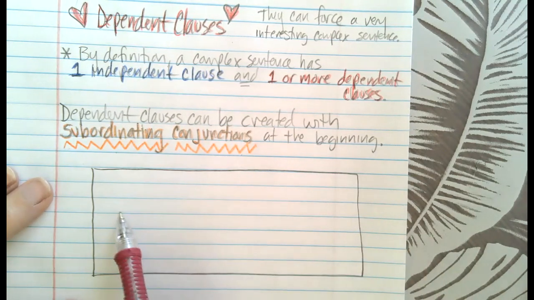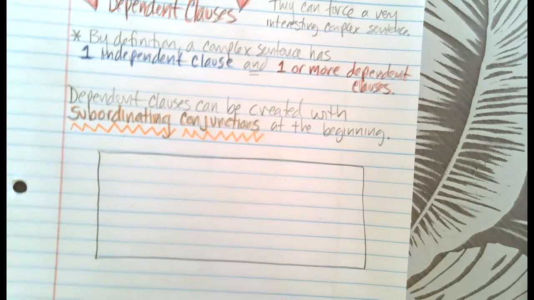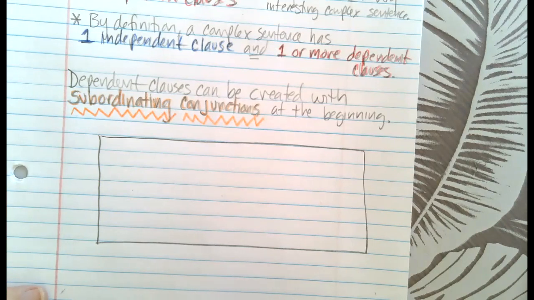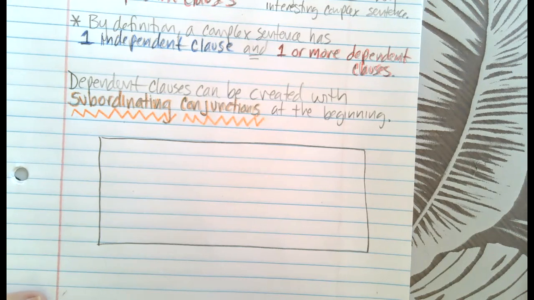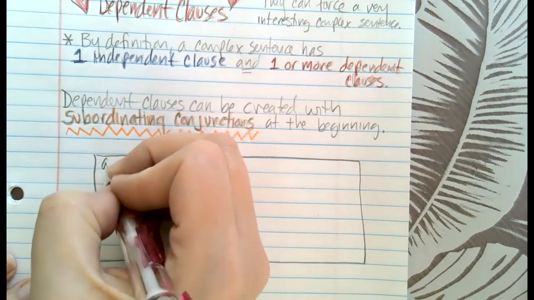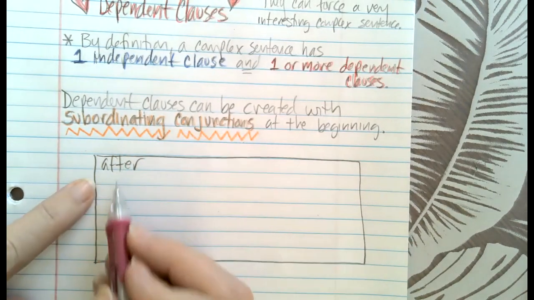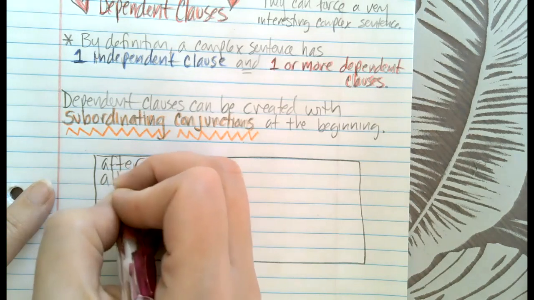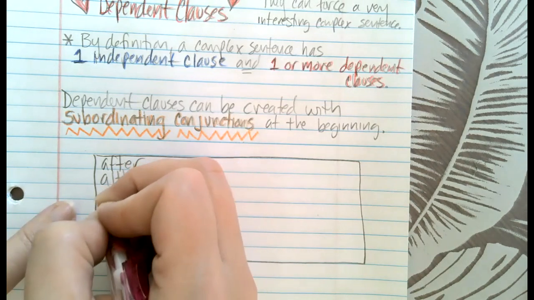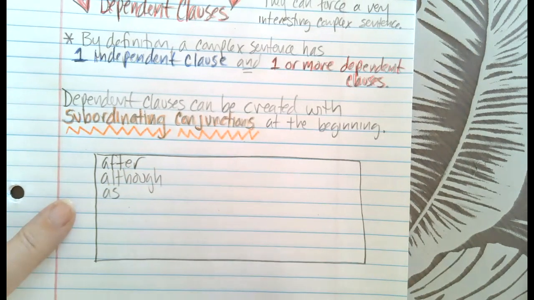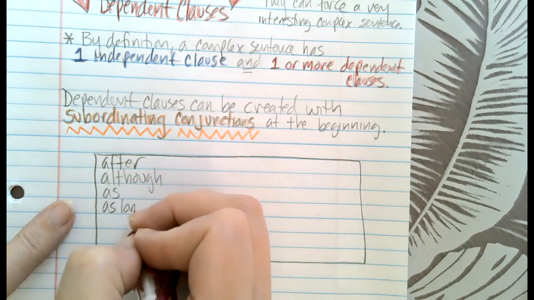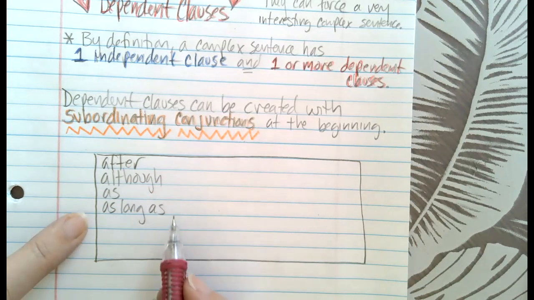All right, now we are going to put 3 columns of subordinating conjunctions in here. We're not going to list all of the subordinating conjunctions, but we are going to list a lot of the commonly used ones. So here we go. We've got after, although, and as. We're going to go down. And then we have as long as, and that's 1 subordinating conjunction together.